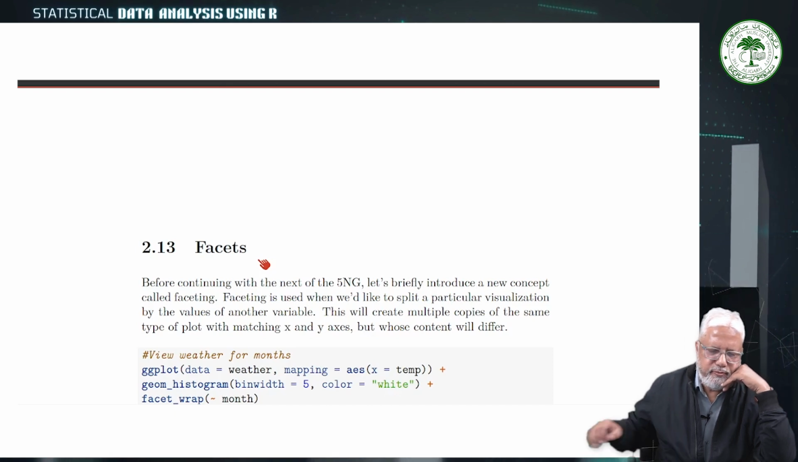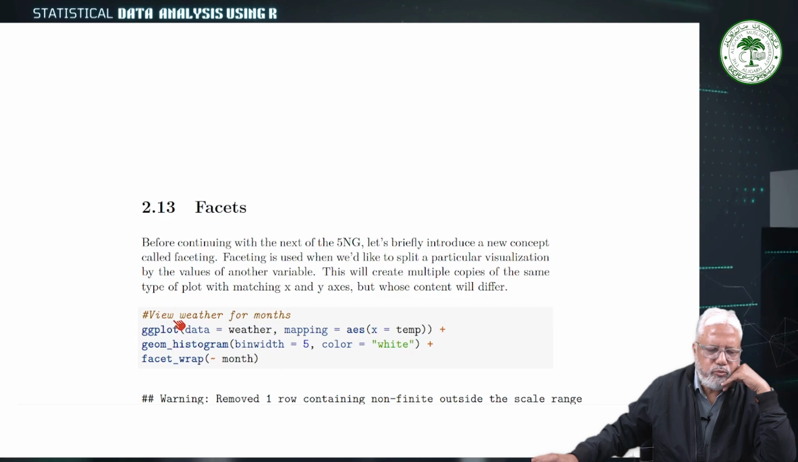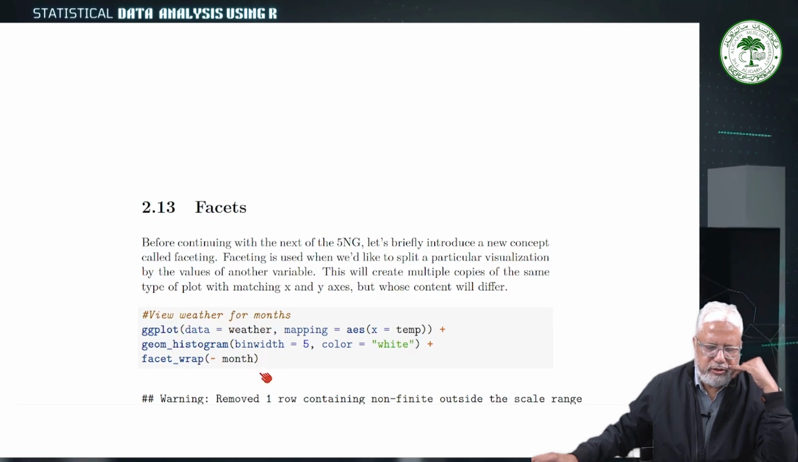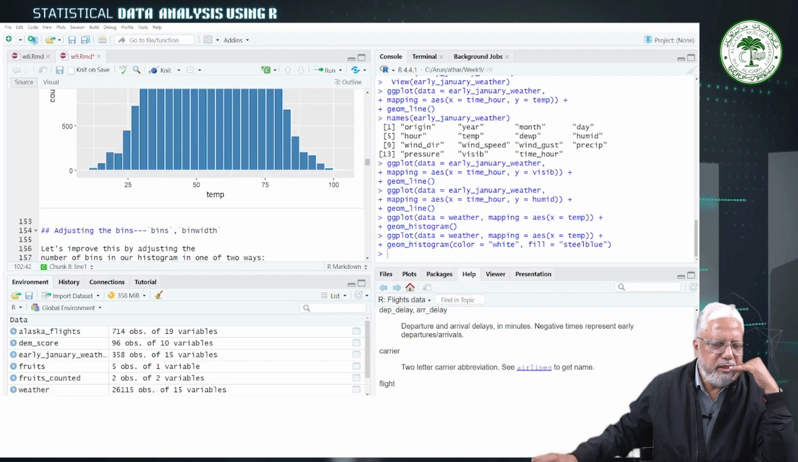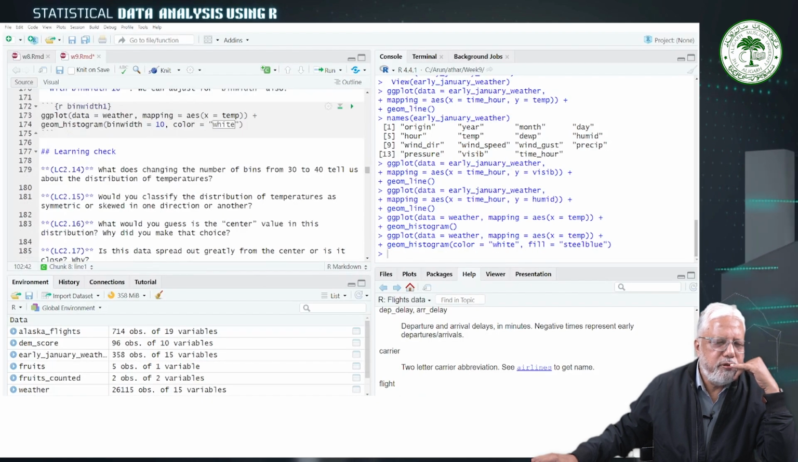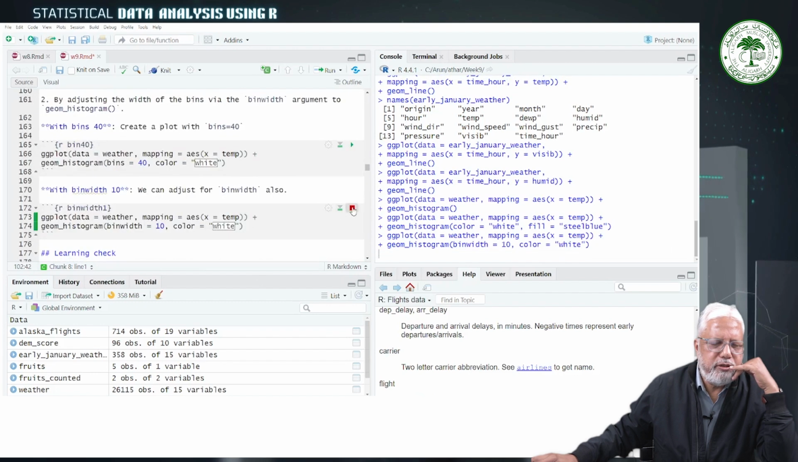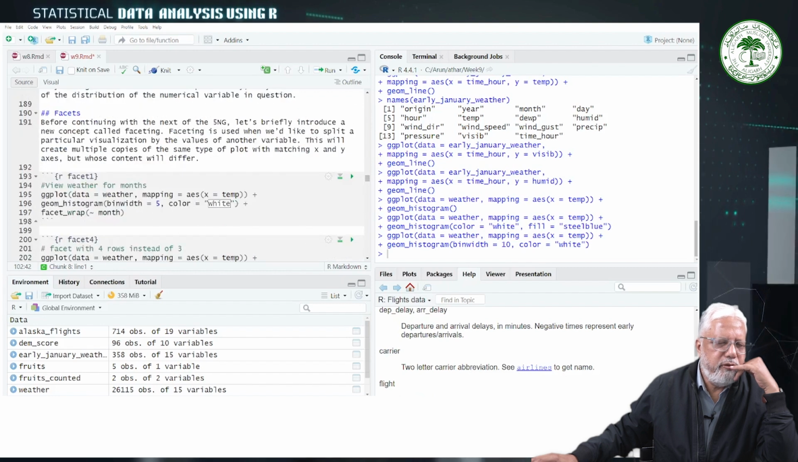So, here we view weather months. First I would like to go to here. I have already talked about these graphs and I have already run these. This is with 10 bins, then faceting.